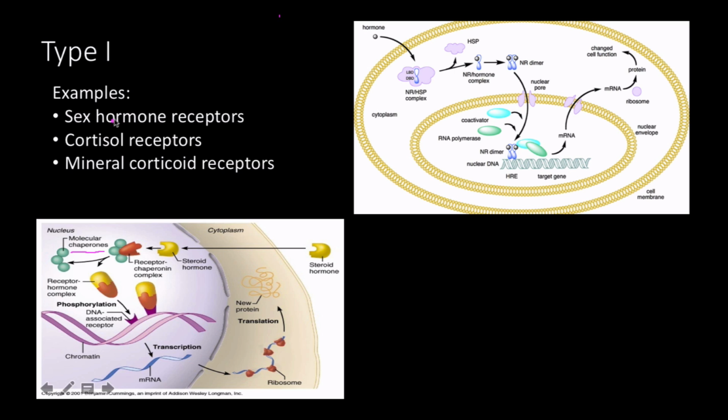But anyways, some examples of this would include sex hormone receptors, testosterone, estrogen, cortisol receptors, and then mineralocorticoid receptors. And one of the things I'm kind of curious about, and maybe someone could explain to me, is why are we specifically using heat shock proteins involved in this? I know that those guys are just abundantly expressed, but I've always found that quite interesting.